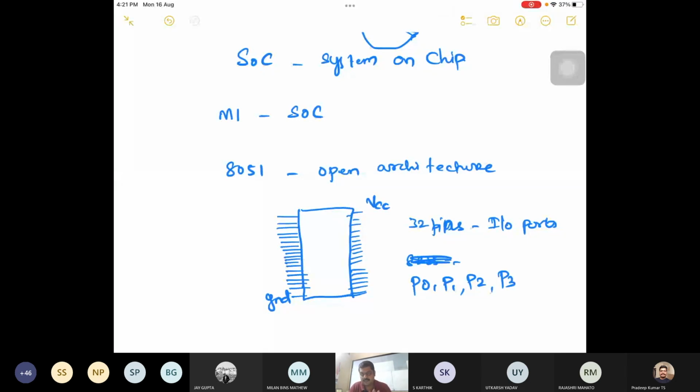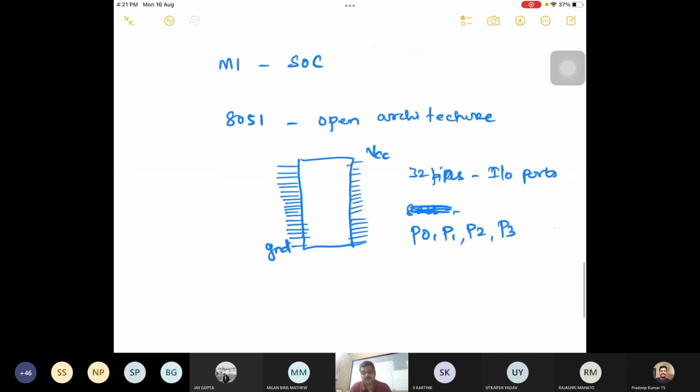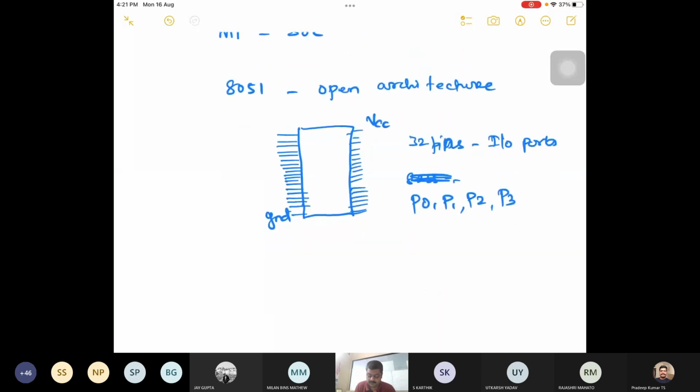So open source means, let's say a company wanted to, take the example of Philips, Atmel. There's a company Atmel, then Atmega. These companies also wanted to have their own 8051 microcontrollers. What they do is they can download the open architecture, fuse it into their integrated circuit, and manufacture their own IC. So that's what these companies are doing.